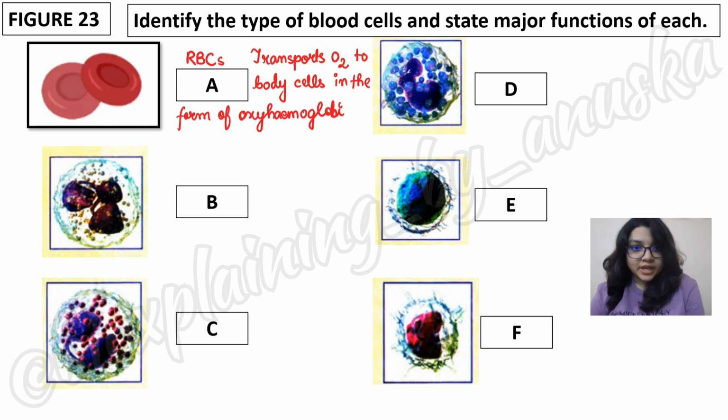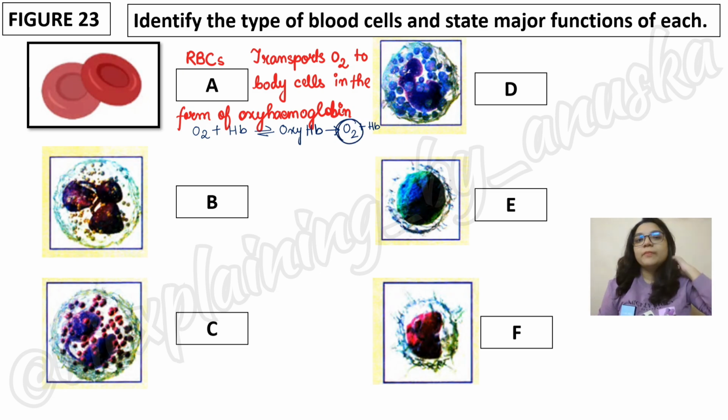oxyhemoglobin. Okay, so basically what we are trying to say is that your oxygen binds to the respiratory pigment, that is hemoglobin, and it forms an unstable compound, that's oxyhemoglobin. Now this oxyhemoglobin will go to your body cells and dissociate into oxygen and hemoglobin. Now this oxygen will be used up by the different body cells to perform aerobic respiration. Okay, then what's B?